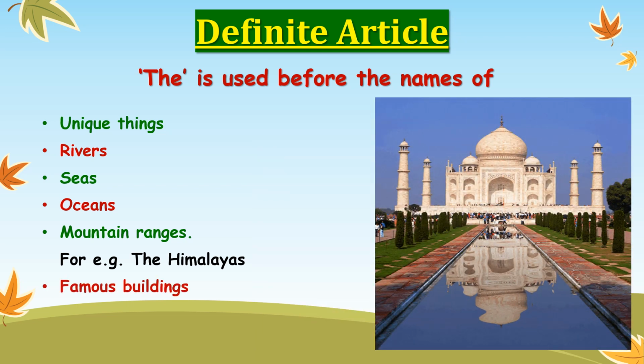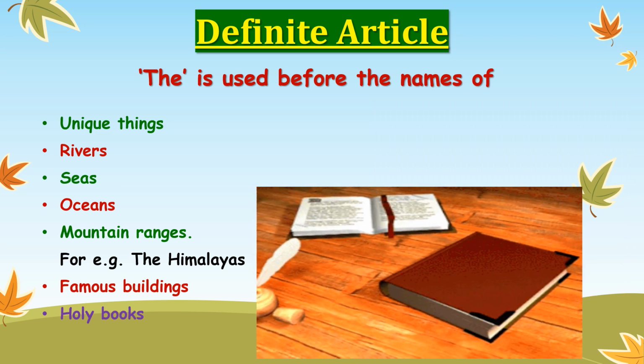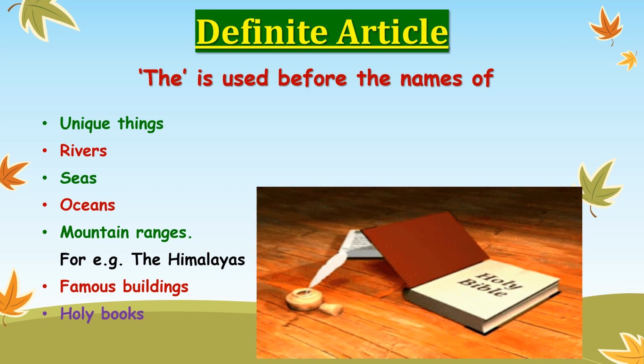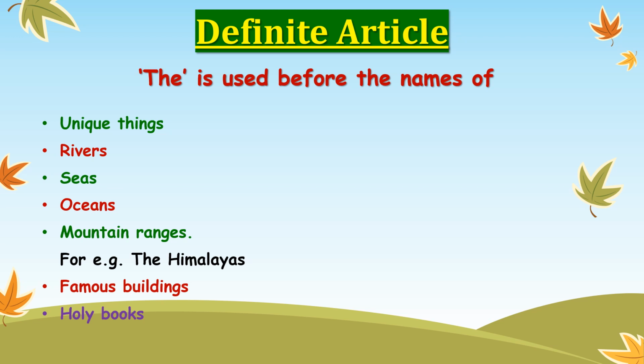Famous buildings. You can have a look here. There is a famous building here. Yes, it is the Taj Mahal. Holy books. So we use the before the names of holy books. For example, the Bible, the Bhagavad Gita, the Guru Granth Sahib. We always use the before names of holy books.